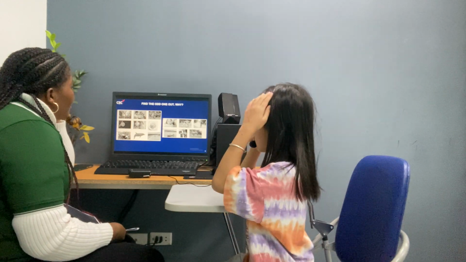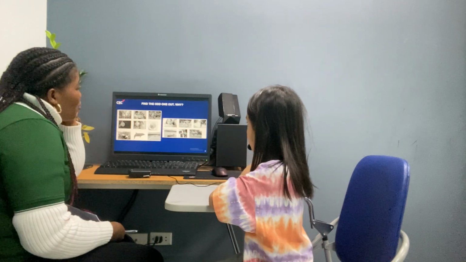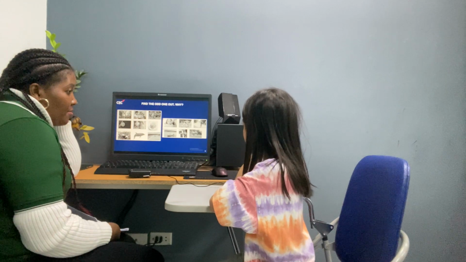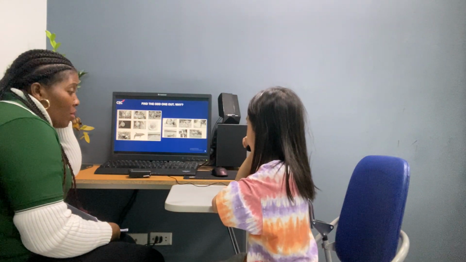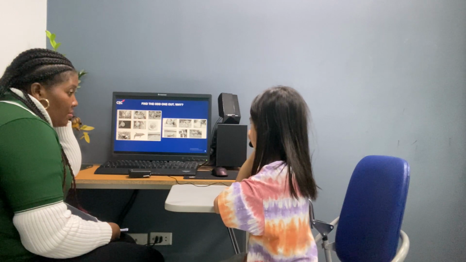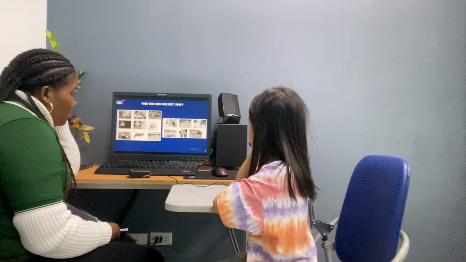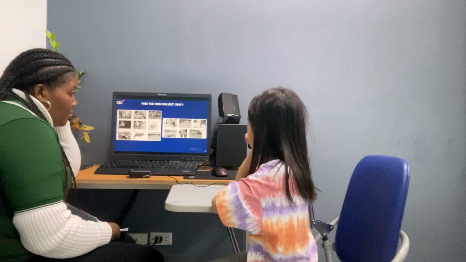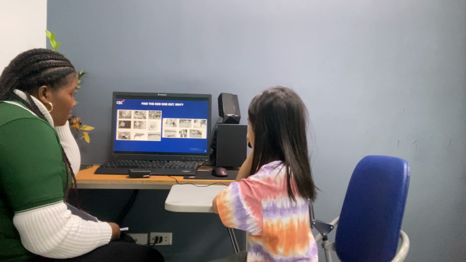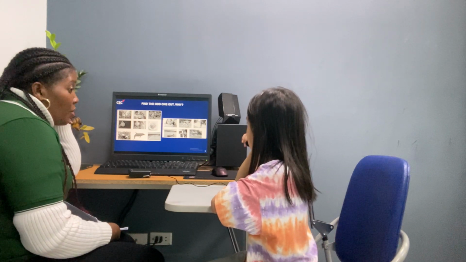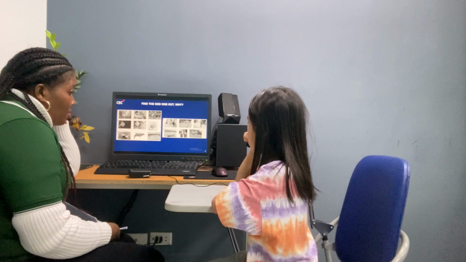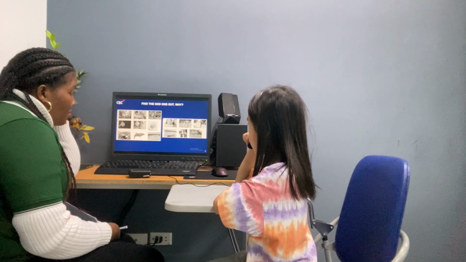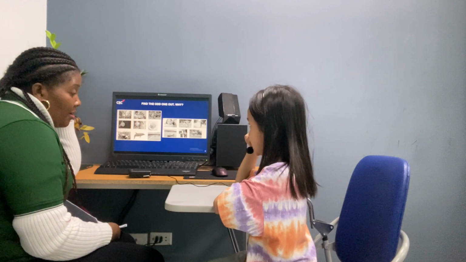Alright, okay. Now let's look at this one. Which one is odd and why? Picture A is odd. Why? Because in picture B and C, the people are doing sports. But in picture A, the girl is sick. The girl is sick.